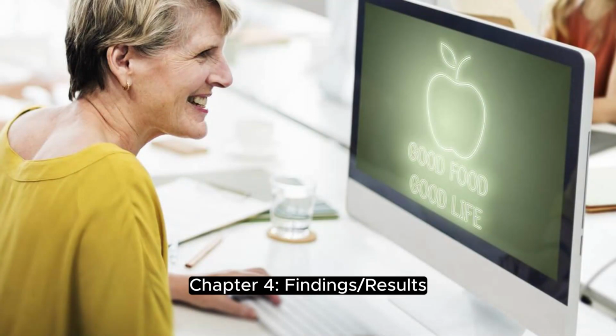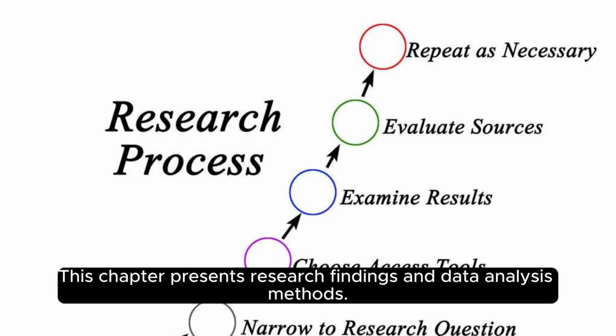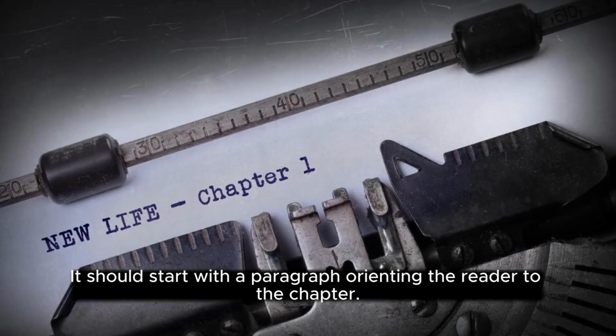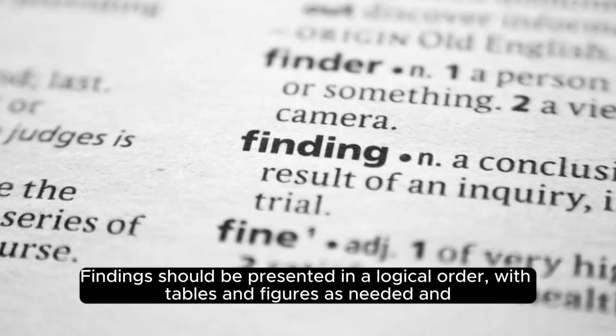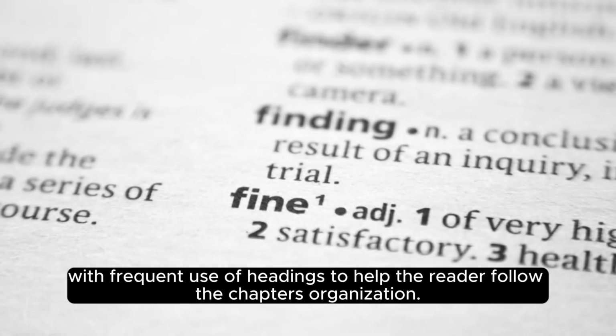Chapter 4. Findings or results. This chapter presents research findings and data analysis methods. It should start with a paragraph orienting the reader to the chapter. Findings should be presented in a logical order, with tables and figures as needed, and with frequent use of headings to help the reader follow the chapter's organization.